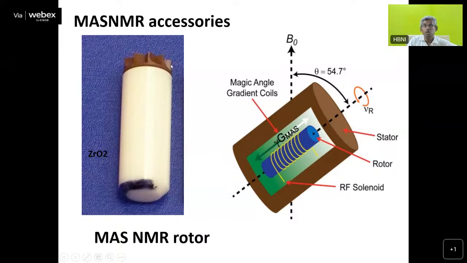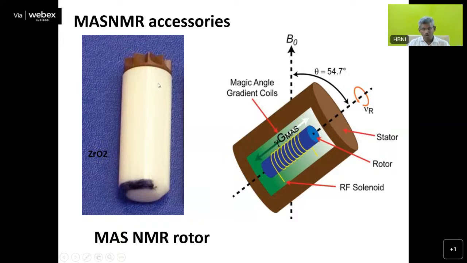Then we have a polymer called KLF, and two units are there. One is this zirconium oxide rotor. You can see it is called a rotor because it is like a cylinder. And then we have a cap, which is made of a polymer. Using suitable small equipment, you can remove the top part from the bottom part, and then you can fill in the powder.